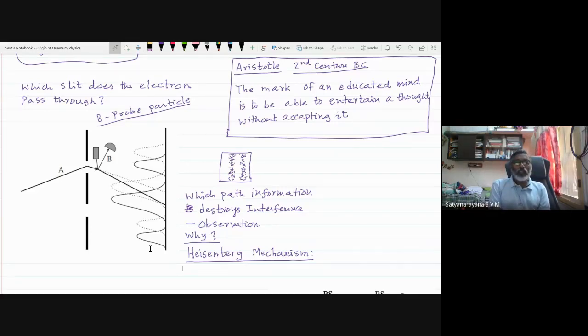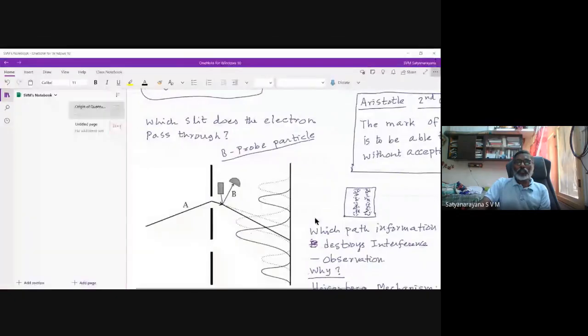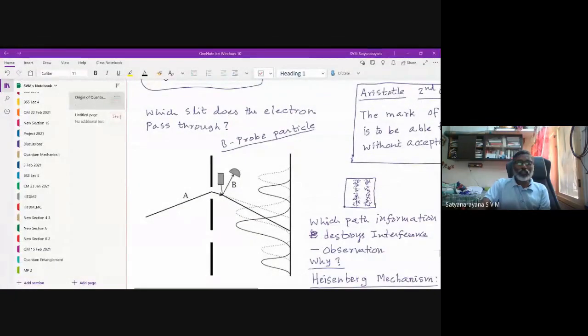So the loss of interference pattern is a consequence of superposition of interference patterns of different scattering mechanisms, which are slightly displaced from each other. When you superpose all of them, you will have no interference. So this is called Heisenberg mechanism. I don't know if I have communicated it correctly. If you have some questions, you can ask.